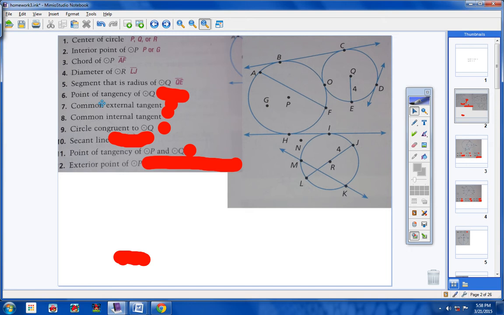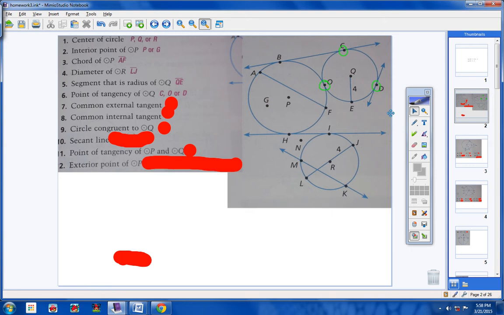Alright, number 6, point of tangency on circle Q. Wow, now let's take a look at this for a second. We know that this would be a point of tangency, and so would this. But also circles can be tangent to each other when two circles intersect in one place. So we have 3 points of tangency. Any of those would work. C, O, or D, any of those would work. And there we go.